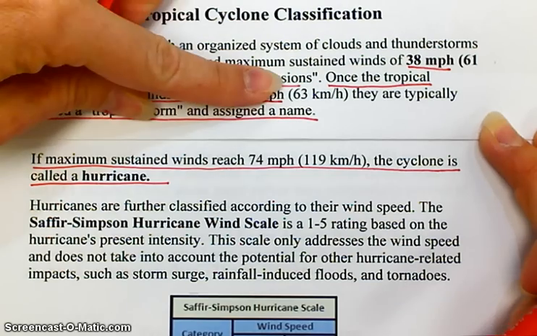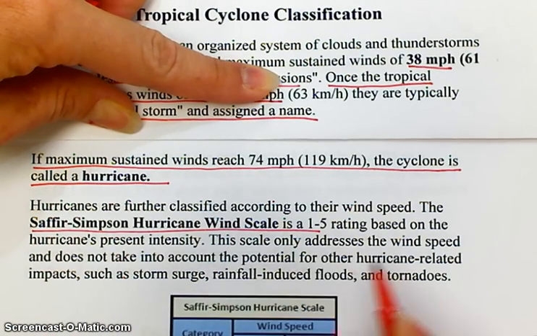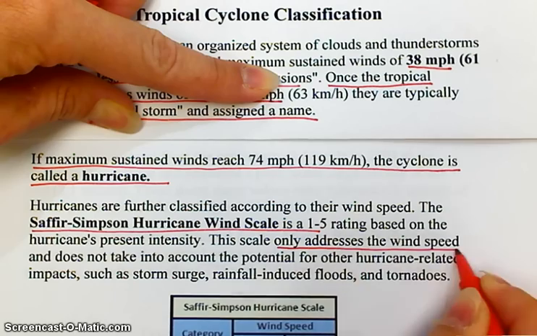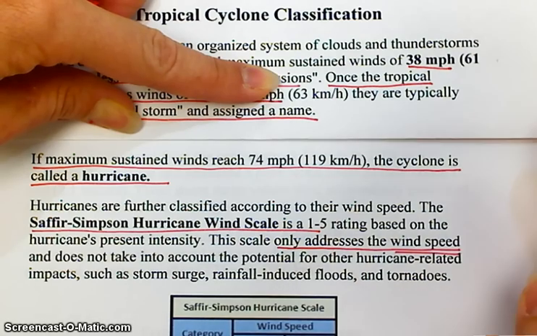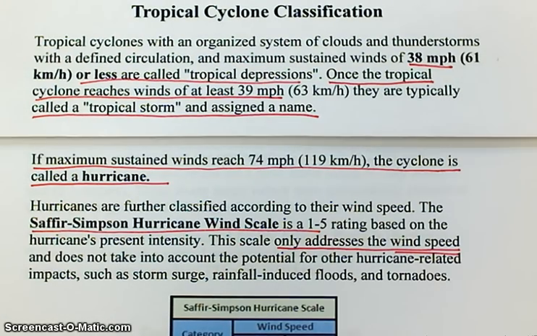Okay, so please understand that the Saffir-Simpson scale is only addressing wind speed. Okay? All right. So I'm going to stop this screencast and then we're going to start with the Saffir-Simpson wind scale.